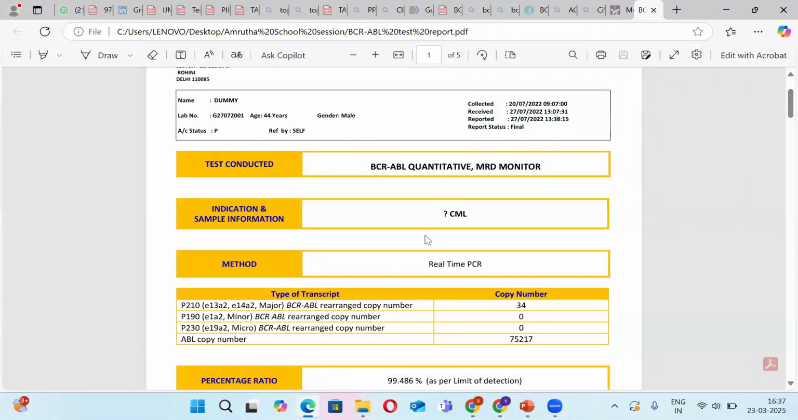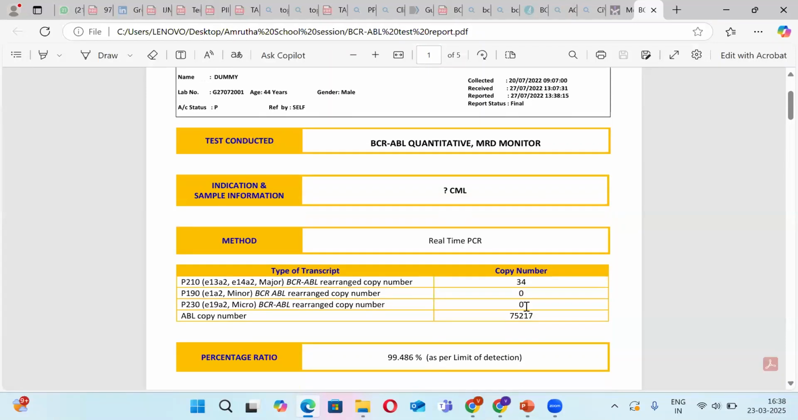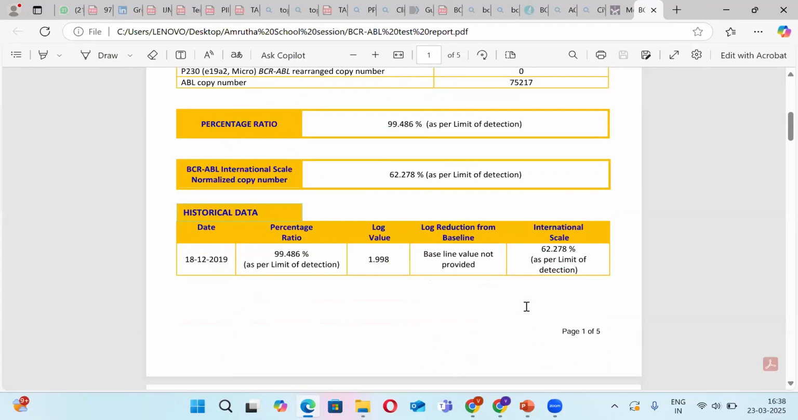So that was the main reason why BCR-ABL IS came into the picture. It is very, very important to know how many copies of BCR-ABL are observed in the experiment. And 1 log reduction, 2 log reduction, 3 log reduction are some things which we need to constantly monitor while we are trying to monitor the response. So this is the percentage ratio as per the lab, but when you do it with the international conversion factor, its actual percentage is 62%.